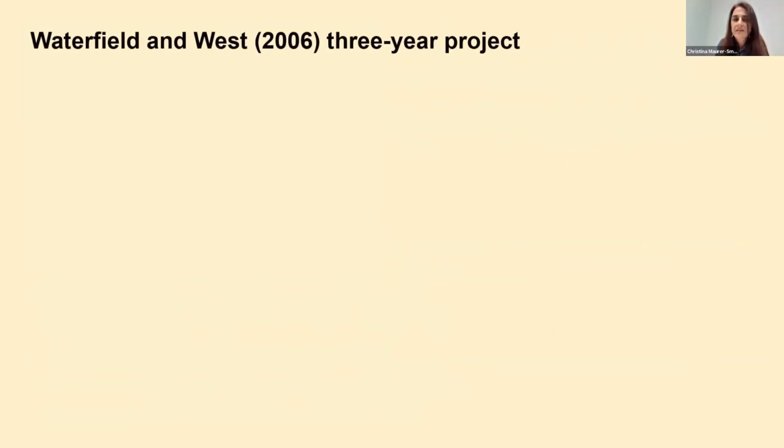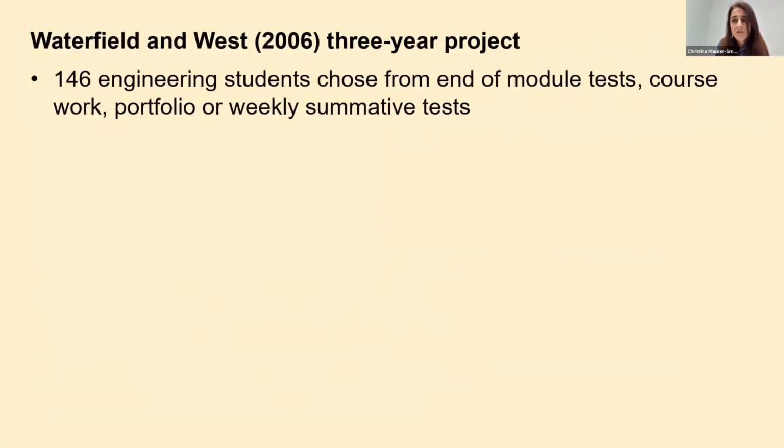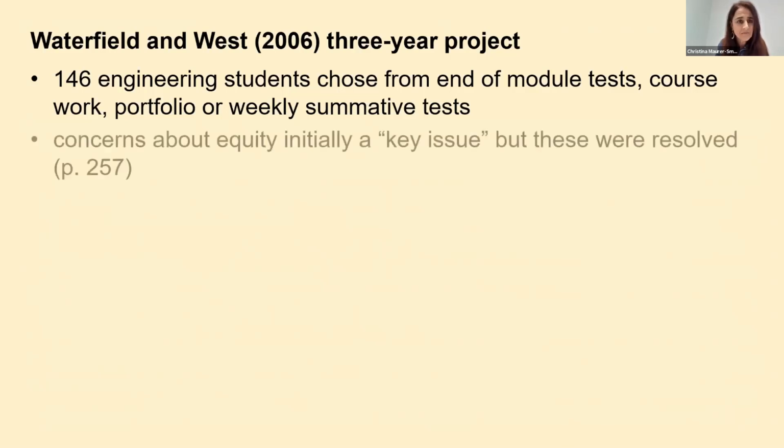I've been talking mainly about variety in assessment. I'm just going to give you a successful example of providing students with choice. In that same study that I referred to earlier in England, they took an engineering course, and I think traditionally they had been given timed written exams. Instead, they offered students a choice. They could either do module tests, coursework, portfolio, or weekly summative tests. And the students had a certain period of time in which they could change their mind.